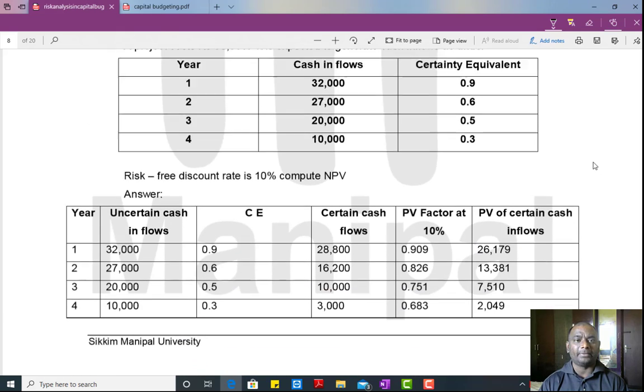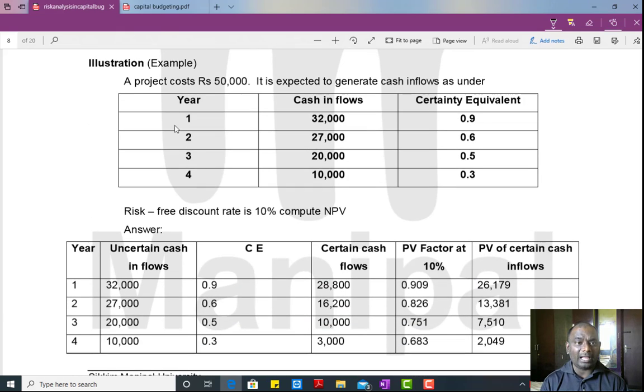Example. I'll read the problem for you. A project costs 50,000, which means that is your investment, that is your cash outflow. It is expected to generate 32,000 in the first year, 27,000 in the second year, 20,000 in the third year, and 10,000 in the fourth year. But this 32,000, 100% I cannot say. 27,000, 100% I cannot say. 20,000, 100% I cannot say. So there is a probability based on my past data.